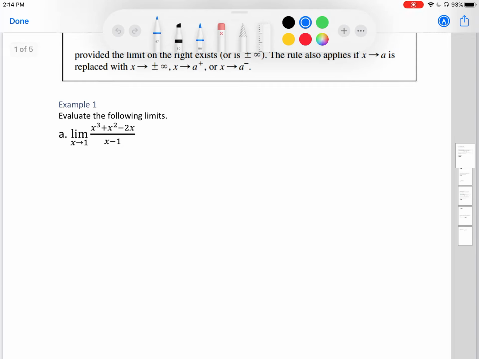So example 1, evaluate the following limits. The limit as x is approaching 1 of x cubed plus x squared minus 2x divided by x minus 1. Okay, so the problem here is when I substitute in the value for x, we get 0 in the denominator and thus have an undefined value. While we can counteract that and find the limit by applying L'Hopital's rule.